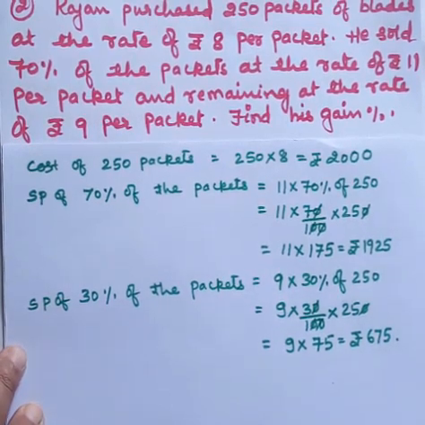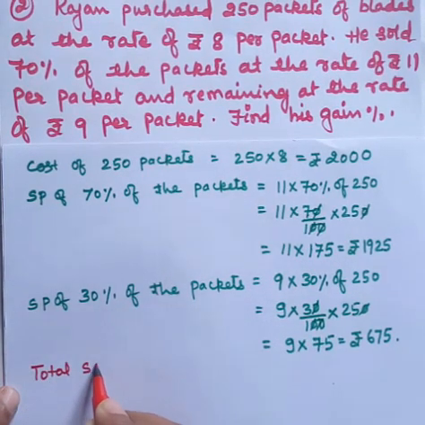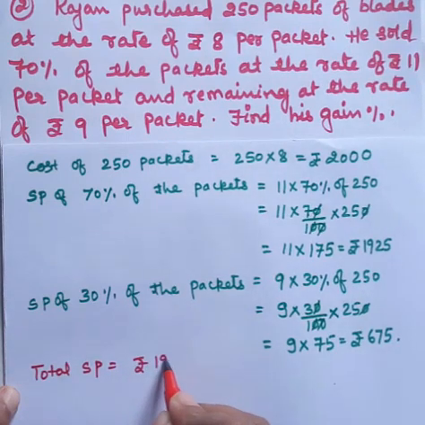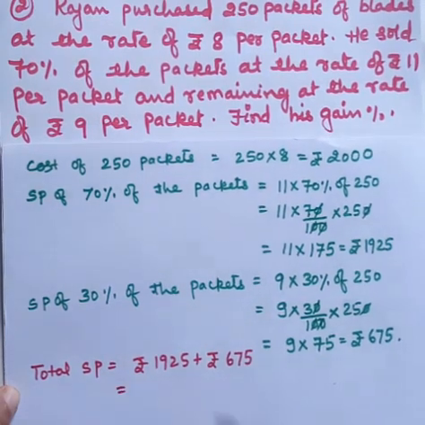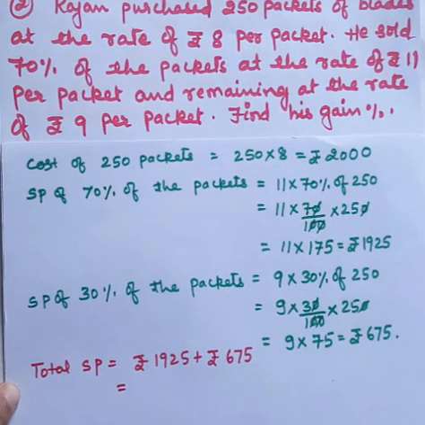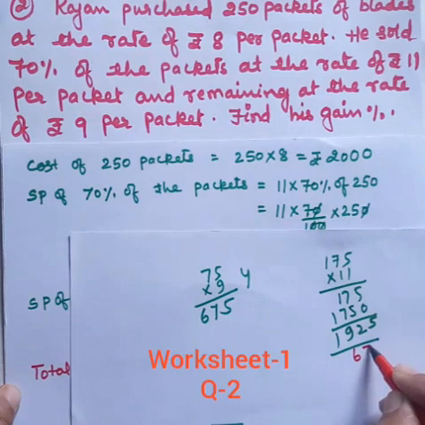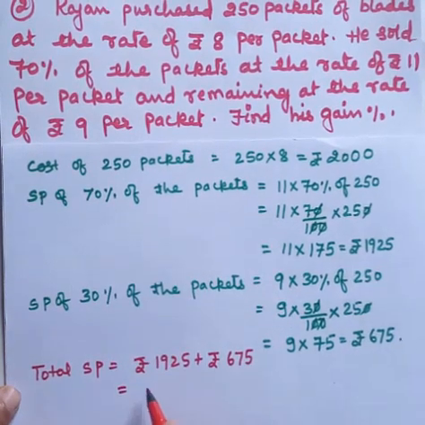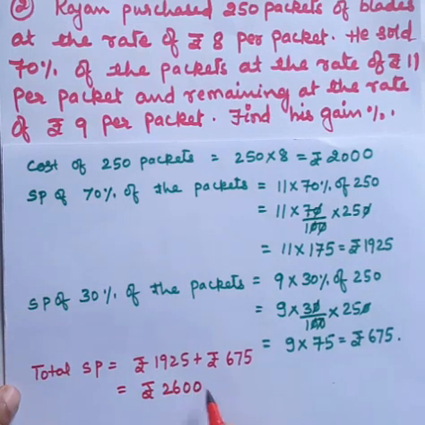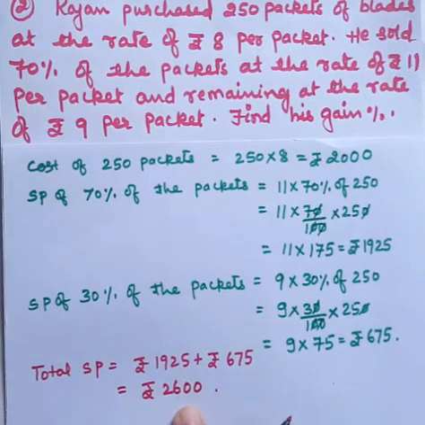Now total SP. How much is your total SP? It will be equal to rupees 1925 plus rupees 675. Let us see how much is 1925 plus 675. This is equal to rupees 2600. Now see children, cost price is 2000, selling price is 2600.